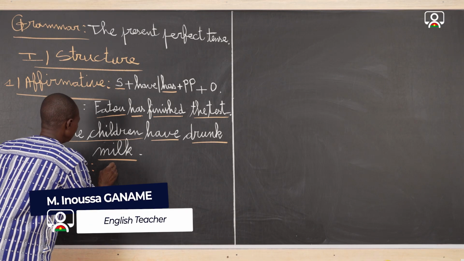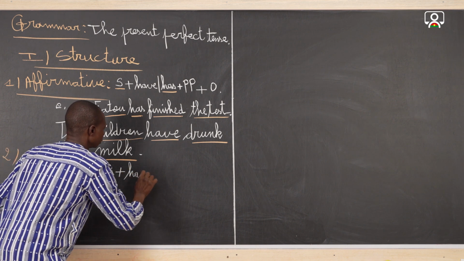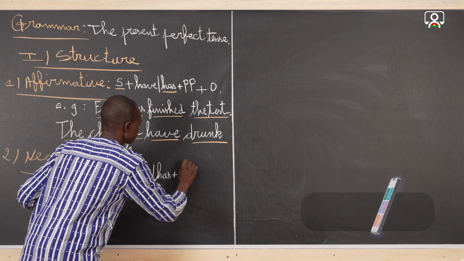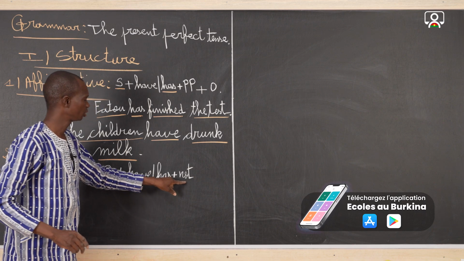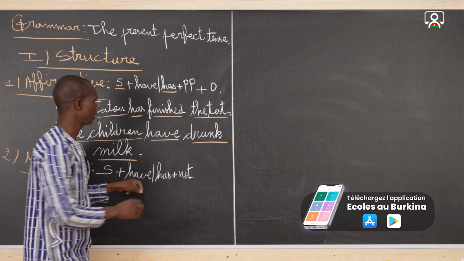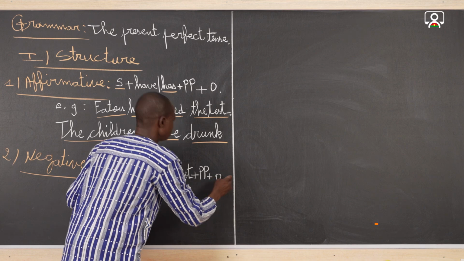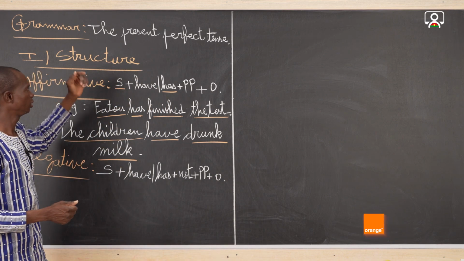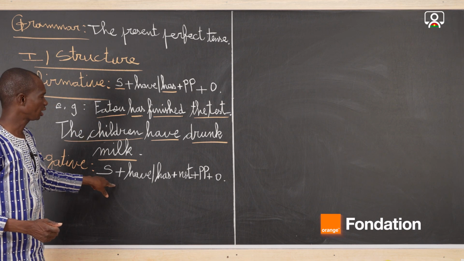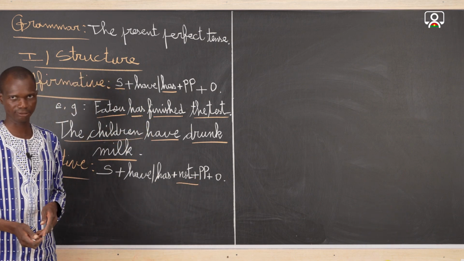The structure will be here: subject plus have or has plus not. Not is the mark of the negation in this sentence, okay? Plus the past participle of the verb plus the object. The difference between the affirmative rule and the negative one is the use of not in the negative form.